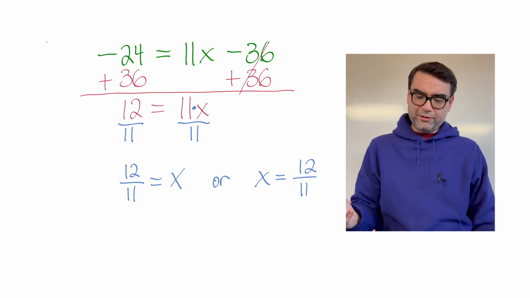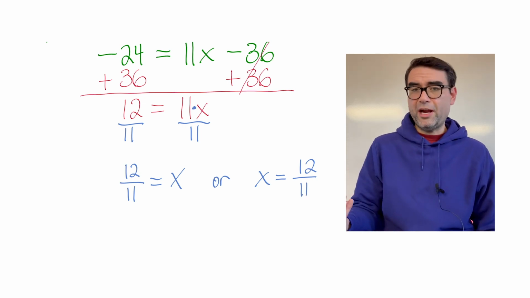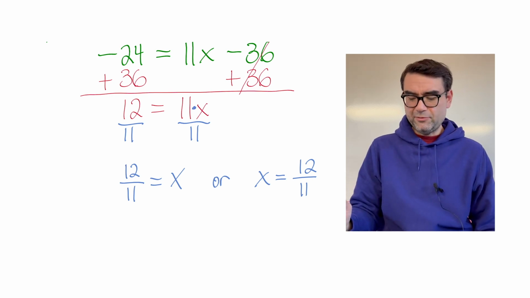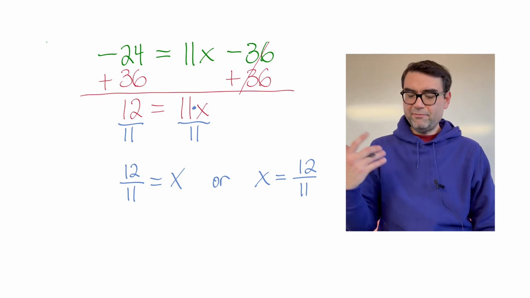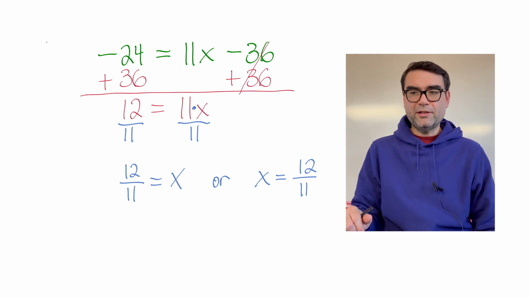Depending on the course you're in, you'd probably leave your answer as a fraction. You probably wouldn't change this to a decimal, possibly a mixed number, but 12 over 11 is the correct answer in any way you'd like to write it.